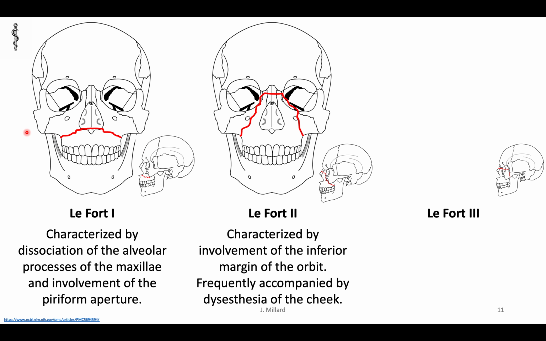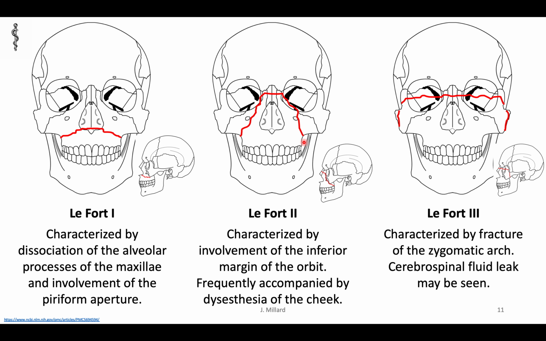Lefort 2 moves that fracture on up, and it's involving the inferior margin of the orbit. And so sometimes there might be involvement of the cheek as well. So you can see this as it goes along the bridge of the nose and back down. Lefort 3, like you would think, is even higher. It goes right through the middle of that orbit, characterized by a fracture of the zygomatic arch, and cerebrospinal fluid may actually leak with this one.